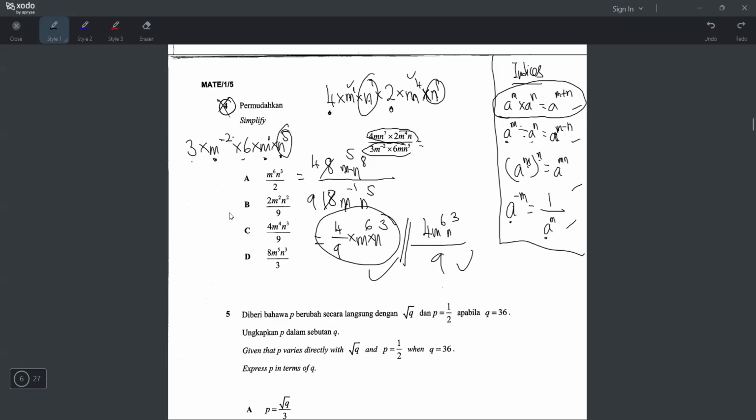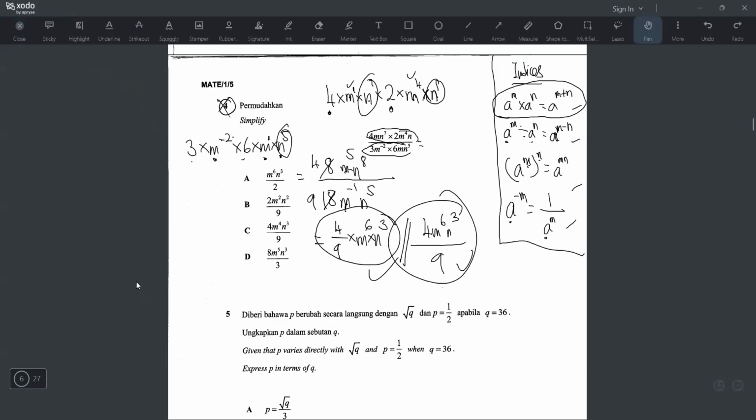So there's no answer for this question. Okay, but this one is the correct answer. Okay, hope you understand.